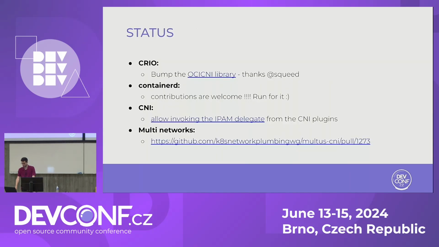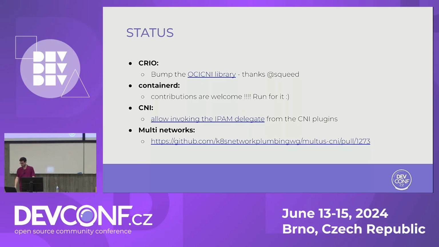And as I said, there's a list of PRs here. On containerd, for instance, that I know of, there is no ongoing work for adding status. On CRI-O, it's closed. We just have to bump the version of a library.